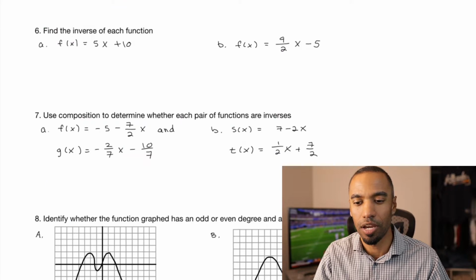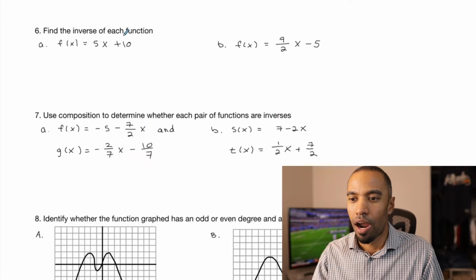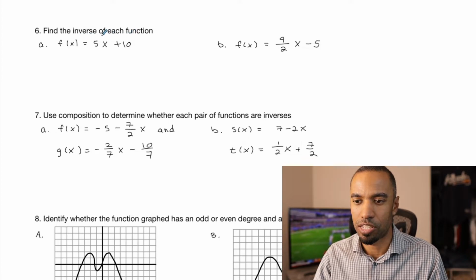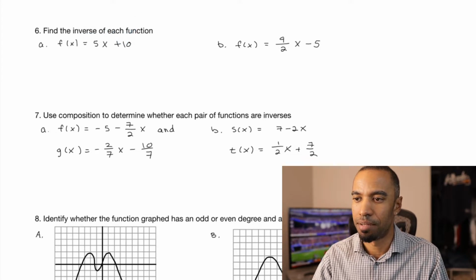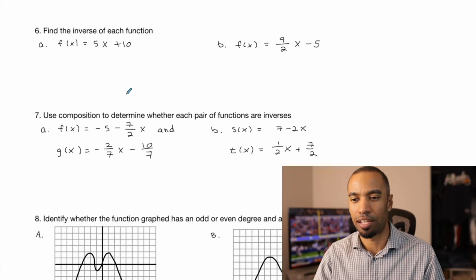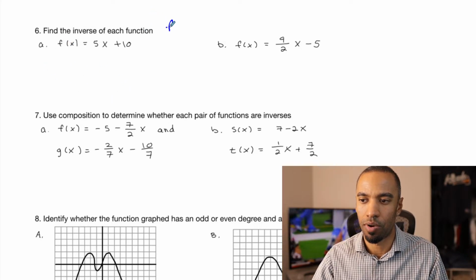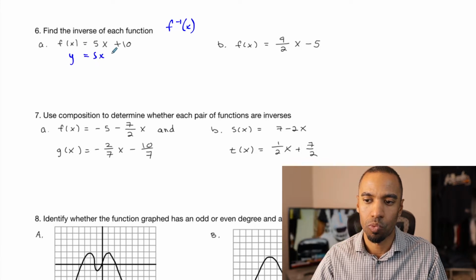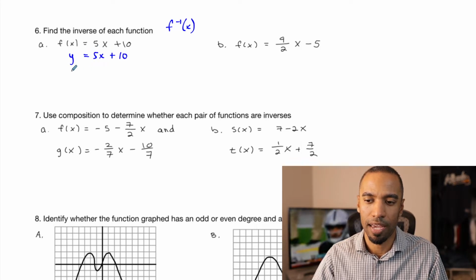Moving forward, guys, here we go. 18 minutes in. All right, let's do some inverses here. Find the inverse of each function. f of x equals 5x plus 10. So if f of x is that, let's find the inverse function. We find the inverse function of x by swapping x and y. Here's y, and let's swap x with y.